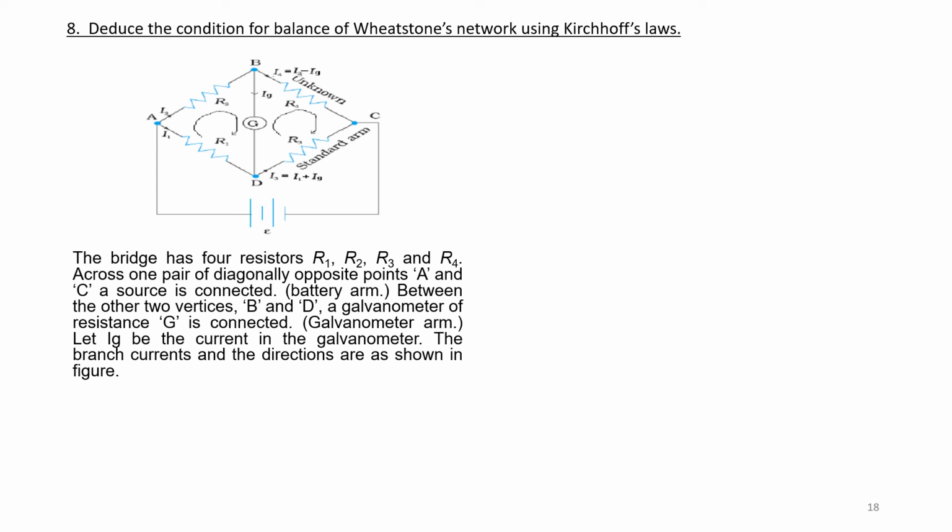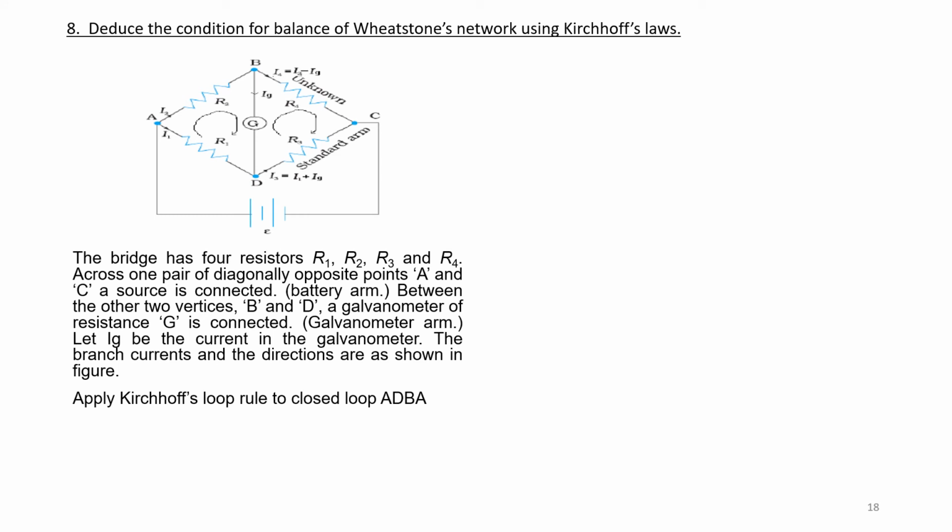The bridge has four arm resistances R1, R2, R3, R4. A and C is the battery arm, where the source is connected, and between B and D a galvanometer is connected. Let Ig be the current through the galvanometer. The branch currents and directions are as shown in the figure. Please mark this diagram very clearly and practice it. This is a sure question.